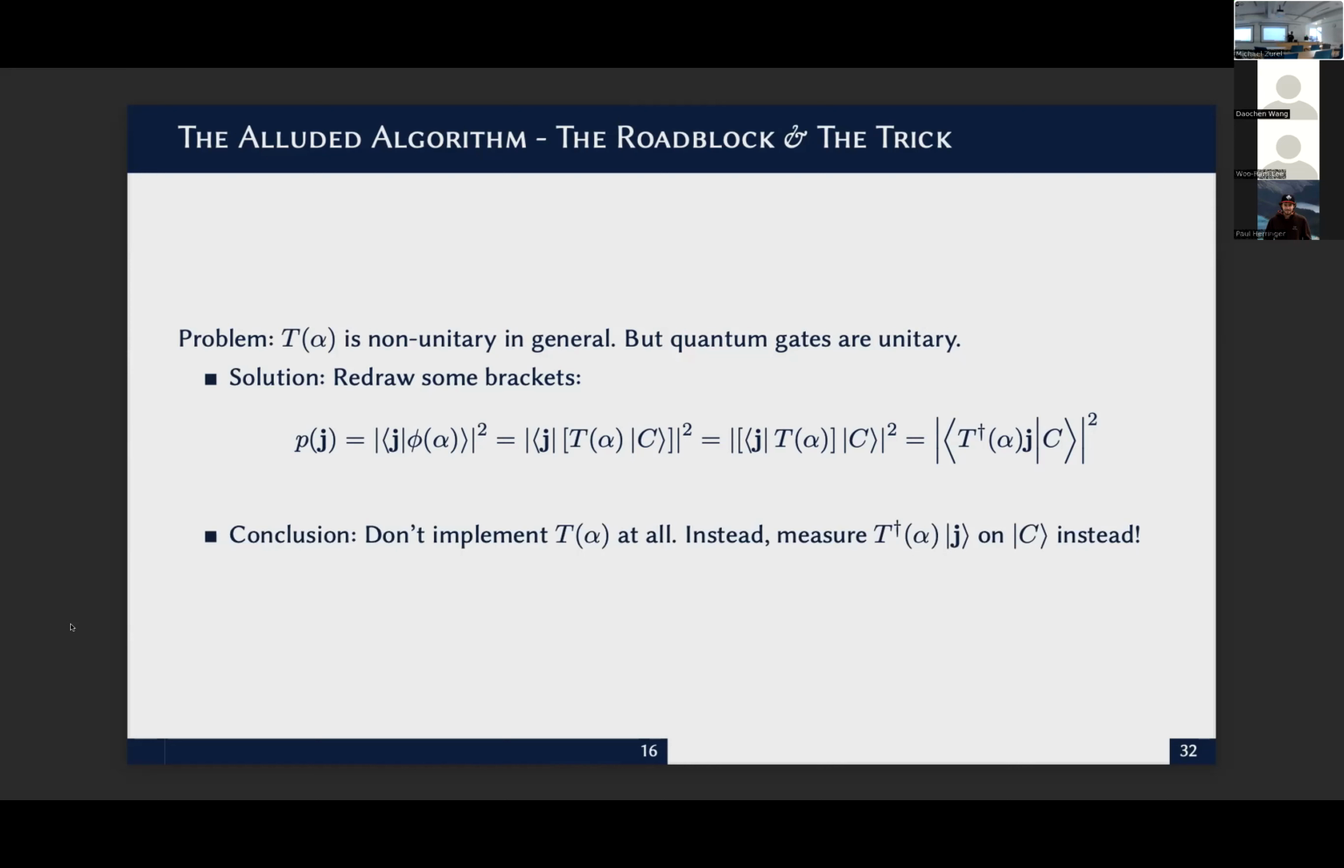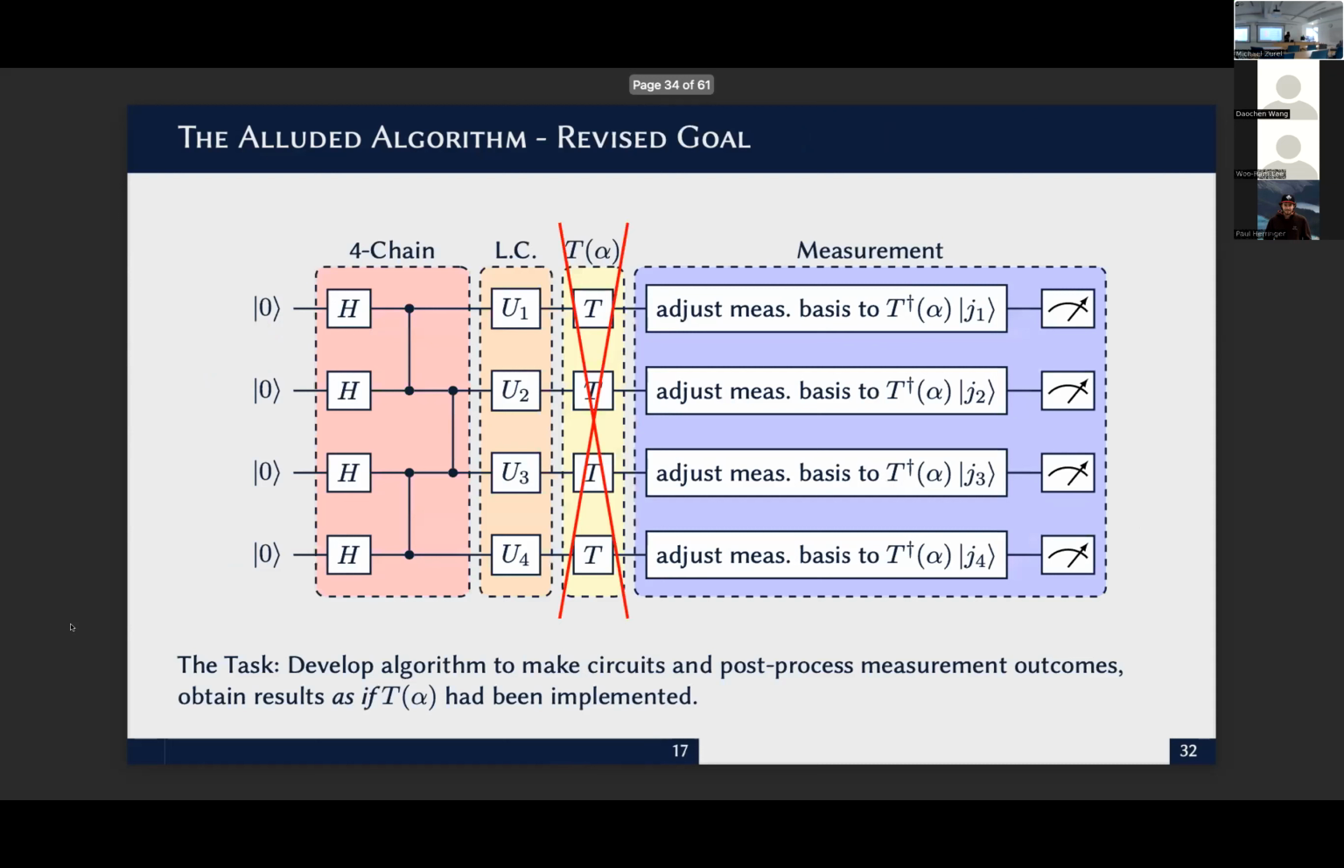And this is going to allow me to get essentially equivalent measurement outcomes while skipping this difficult problem of actually having to implement this T operator. The problem decomposes, I can push it to the measurement and worry about it there. So graphically, this looks something like this, where I've taken out this implementation of T, and now I'm just changing the bases of measurement to obtain equivalent outcomes as if I had implemented this operator.